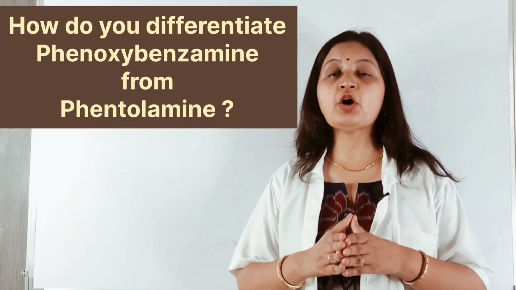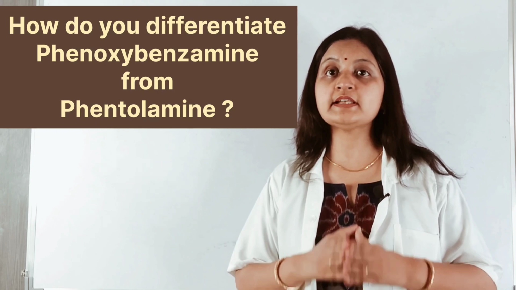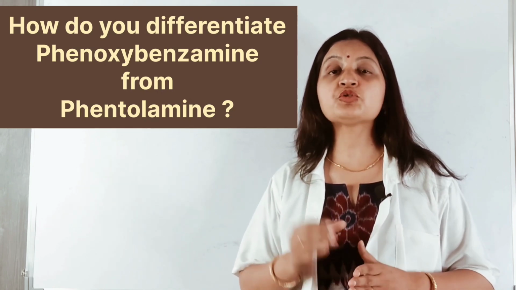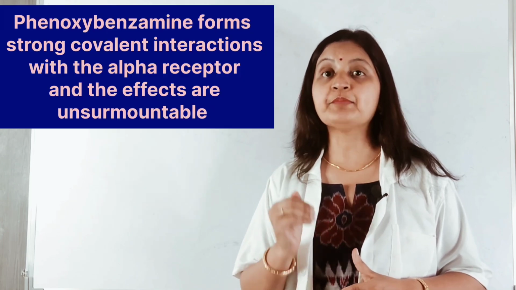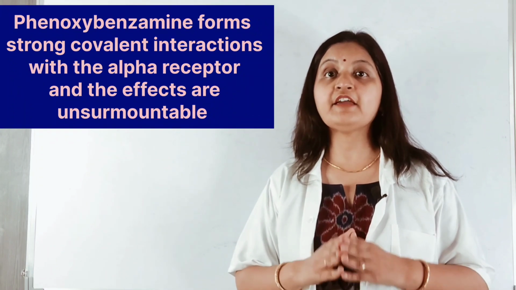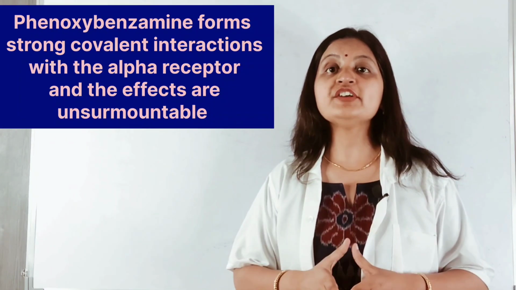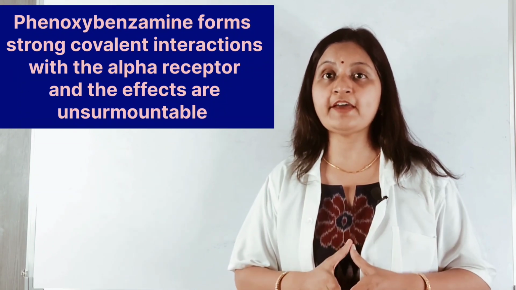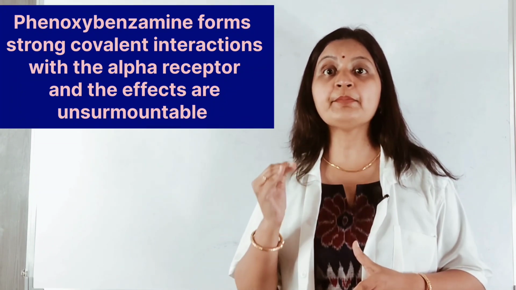So now let's talk about the non-selective alpha blockers. The non-selective alpha blockers are of two types, irreversible and reversible. Phenoxybenzamine is an irreversible non-selective alpha blocker. It forms strong covalent interactions with the active site on the alpha receptor, and because it forms strong bond interactions with the alpha receptors, the effects are insurmountable, which means that excessive quantities of epinephrine and norepinephrine are not able to displace the drug from the active site on the receptor. So the effects are insurmountable.